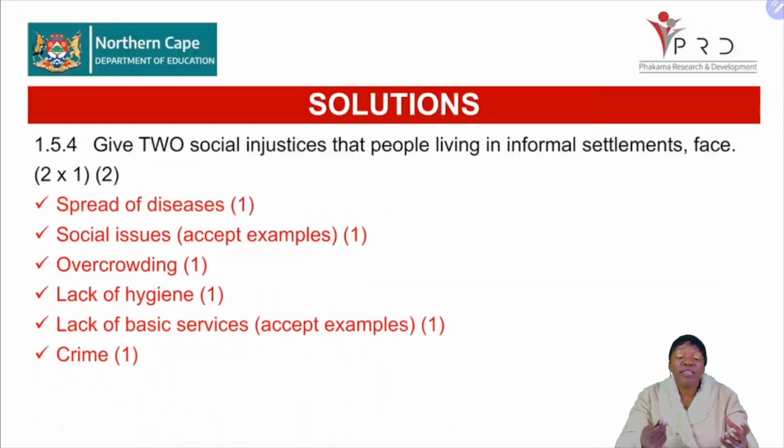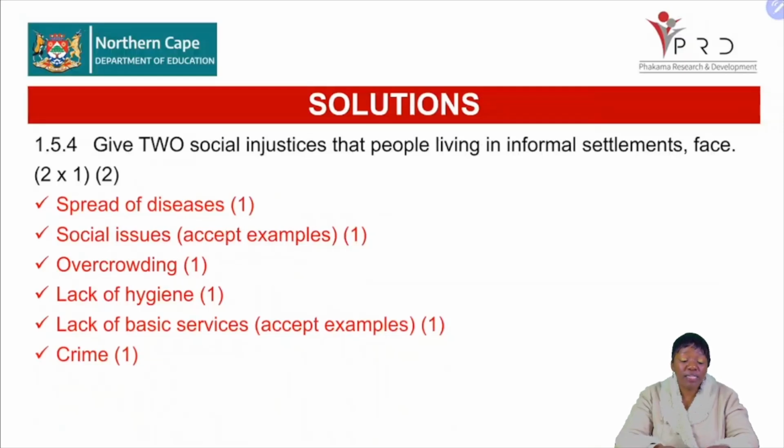We said the buildings, they use cheap or free material because they take whatever they can come across and build their sheds or their houses. So therefore, they are also clustered together. If they are clustered together, it means now the spread of diseases. It's also a social injustice because they are too close to one another.